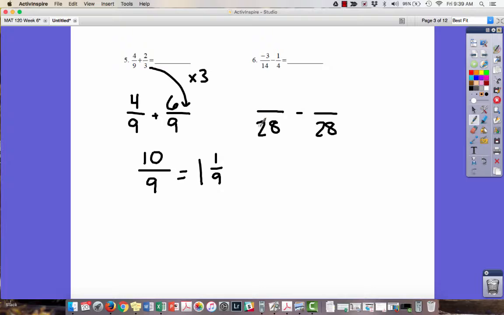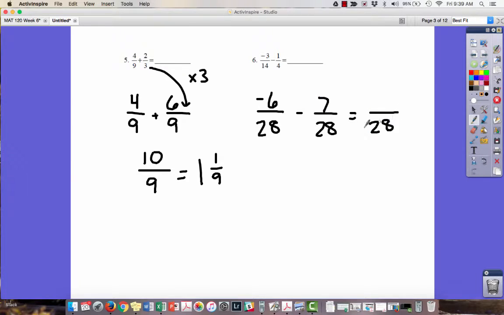Well, 14 times 2 gives me 28, so negative 3 times 2 is negative 6. So really what I'm doing is saying whatever I had to multiply the bottom number by, I multiply the top number by the same thing. So 4 times 7 is 28. So 1 times 7 is 7.